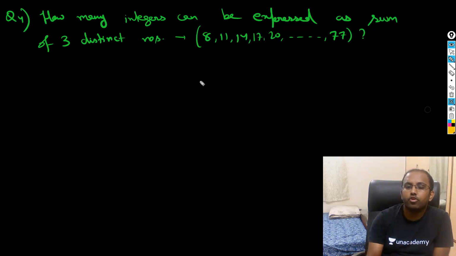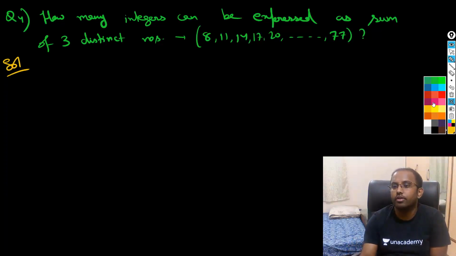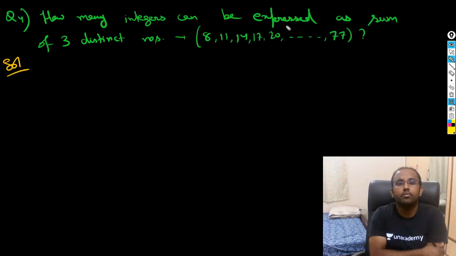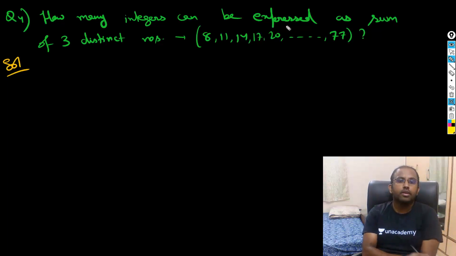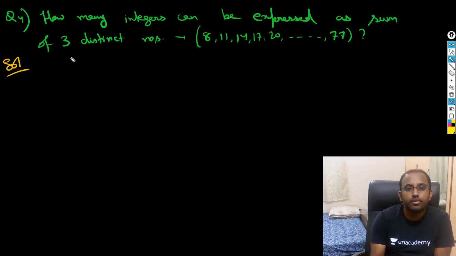So basically this question means that you want to write numbers as a sum of three distinct numbers. It's a counting question, right? People tend to leave such kinds of questions. It's a very simple question. You can just see it, guys.